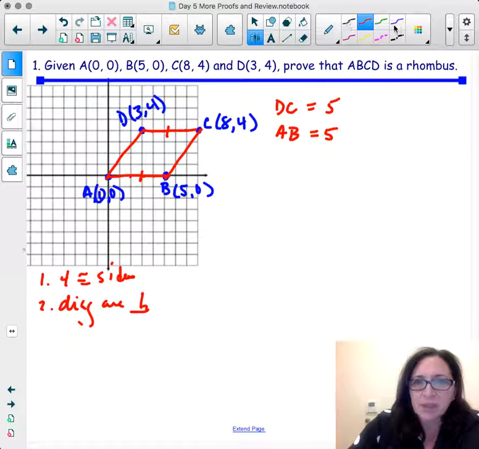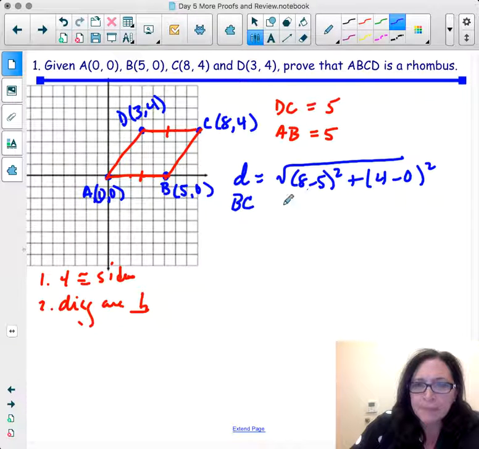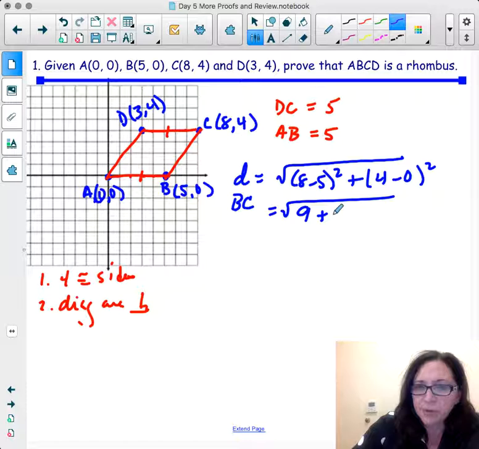So the next thing I'm going to do is try to prove that these lengths are also congruent. Now, you can use the distance formula. So if I use the distance formula for BC, I'm going to find the measure of BC. Subtract your x's. So I'm going to go 8 minus 5 quantity squared plus 4 minus 0 quantity squared. So what that's going to give me is 8 minus 5 is 3. 3 squared is 9. 4 minus 0 is 4. 4 squared is 16, which gives me the square root of 25, which is equal to 5.